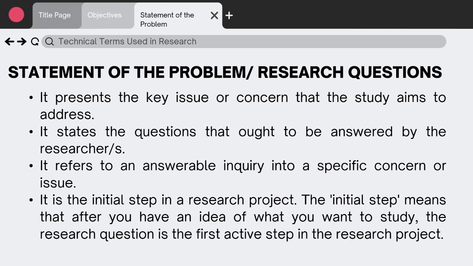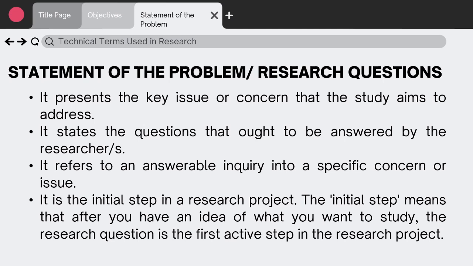It is the initial step in the research project, which means that after you have an idea of what you want to study, the research question is the first active step in the research project. When you have the topic, you must proceed then to your statement of the problem to know what you really want to be answered by your study. So, usually we have two or three questions.